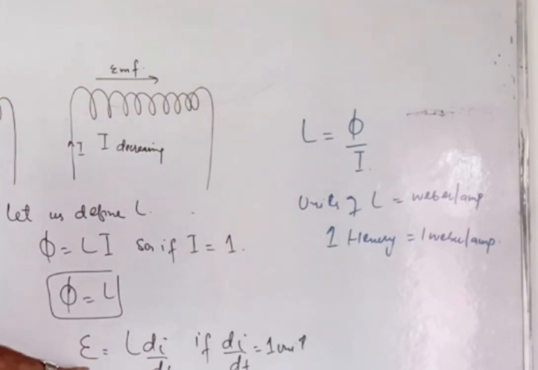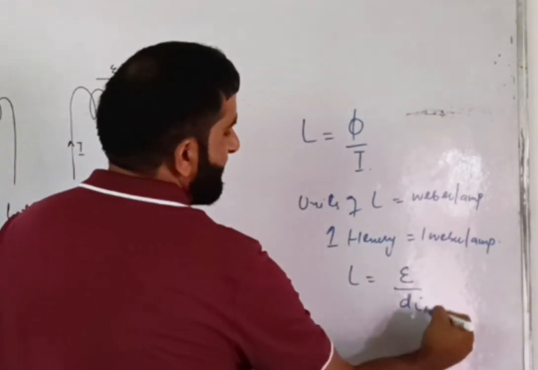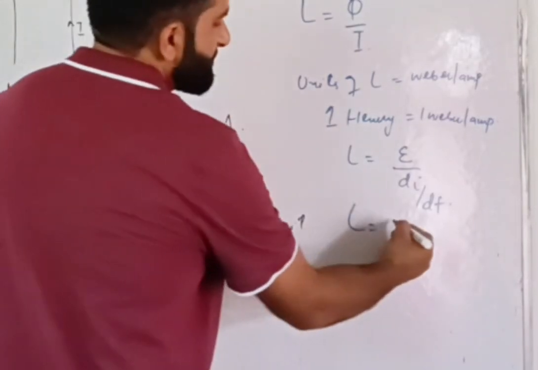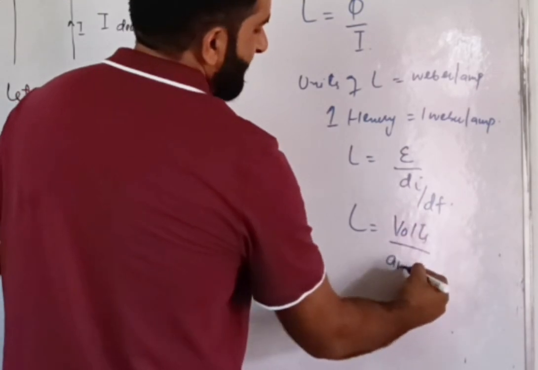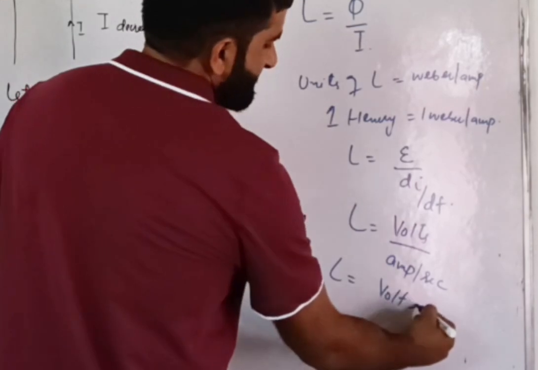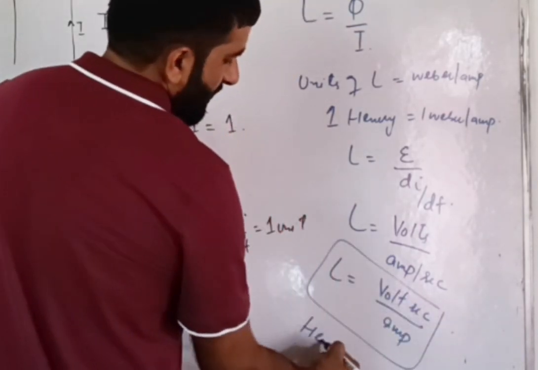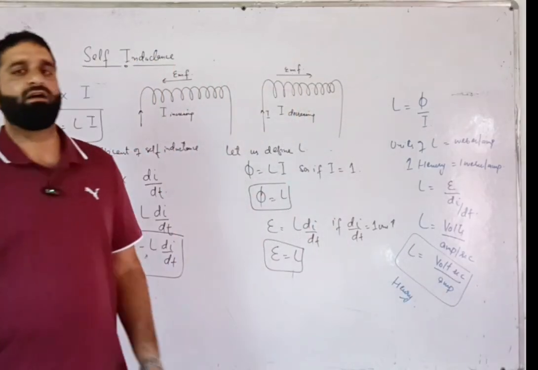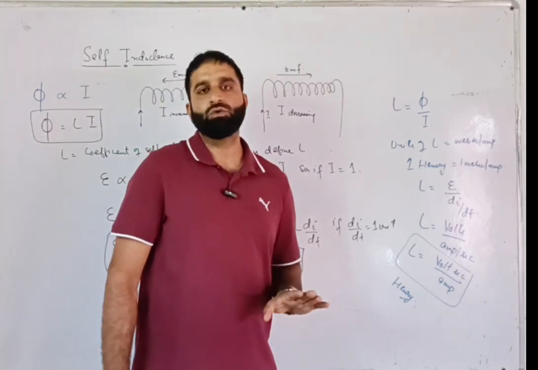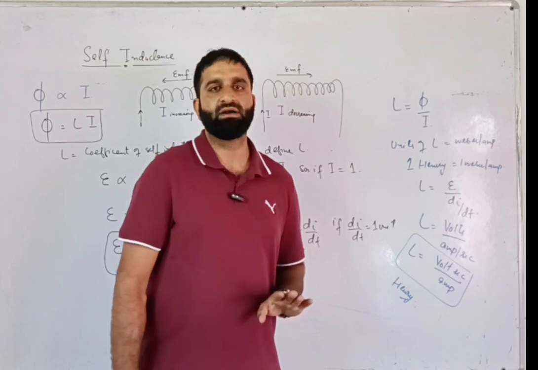Now also from this equation E is equal to L di by dt, we have that L is equal to E divided by di by dt. Now we know that the SI unit of EMF is volts, current is ampere, time is second. So the SI unit comes out to be volt second per ampere, and this volt second per ampere is also called Henry. So we can define the self-inductance of a coil as 1 Henry when the EMF produced in the coil is 1 volt by the change of current, that change of current being 1 ampere per second.